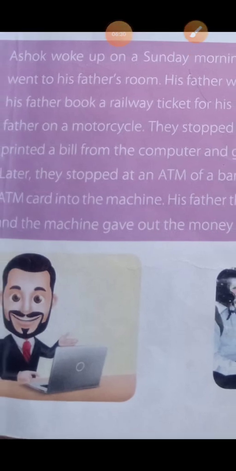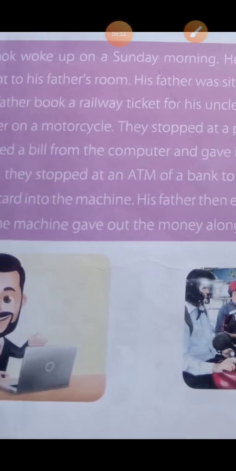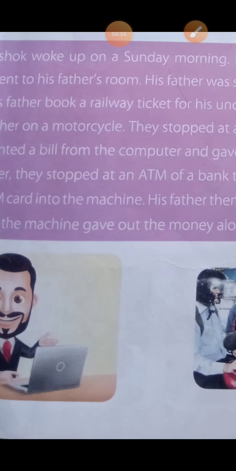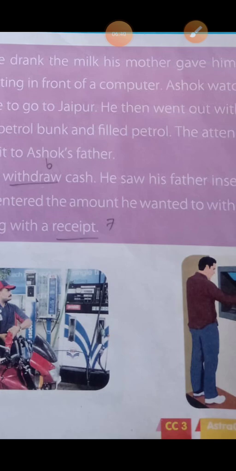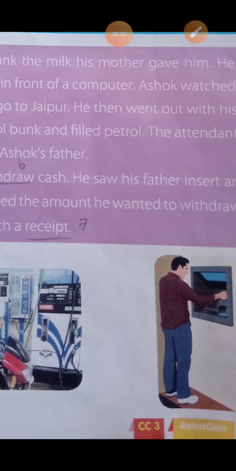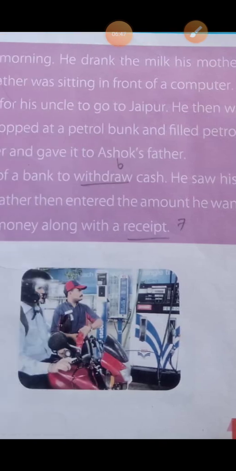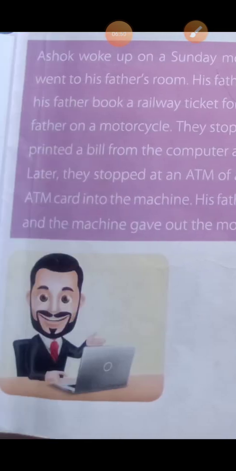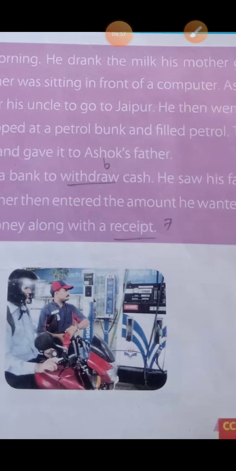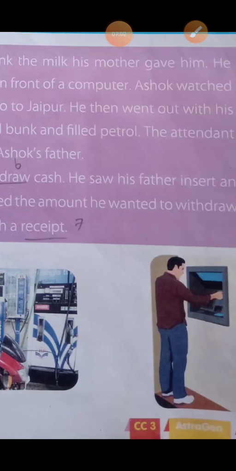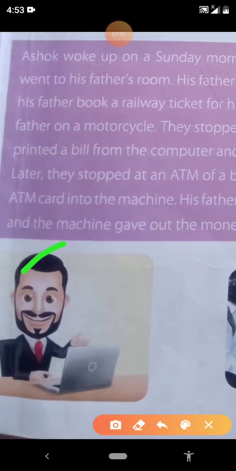So Ashok woke up on Sunday morning. Ashok is one person, one boy. He woke up on Sunday morning. He drank the milk his mother gave him. He went to his father's room. His father was sitting in front of a computer. See this picture. His father was sitting in front of the computer.